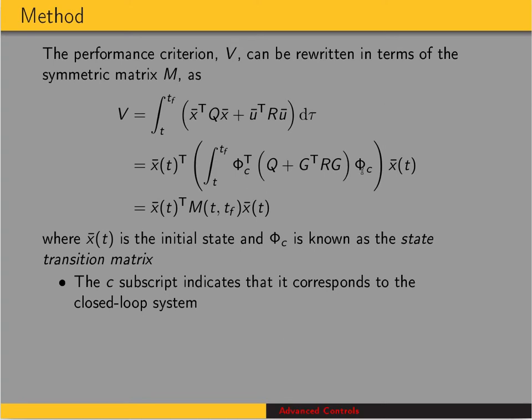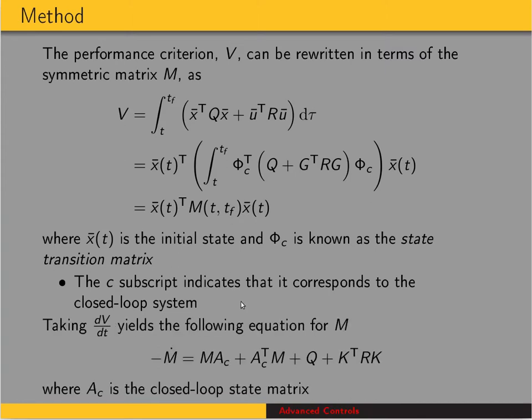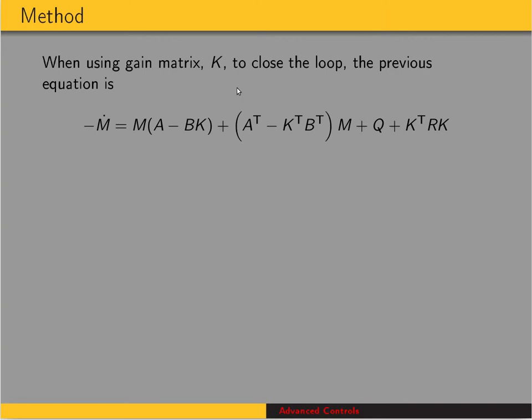Now, the state transition matrix is generally difficult to compute, and so fortunately we're not going to have to compute that. We're going to replace all the terms inside the parentheses with M. So this is a symmetric matrix M that depends on the initial time and the terminal time. If we take the derivative of V, we end up with this equation for M, and A sub C is the closed loop state matrix. If we're using the gain matrix K to close the loop, we can substitute A minus BK for our closed loop state matrix, and so we end up with this equation.